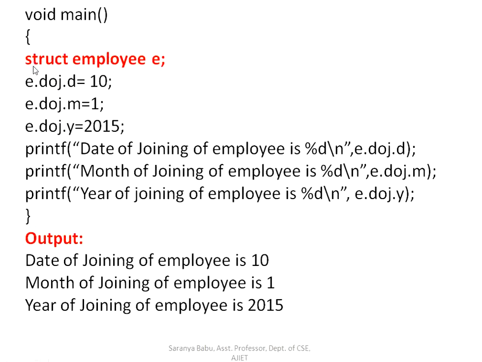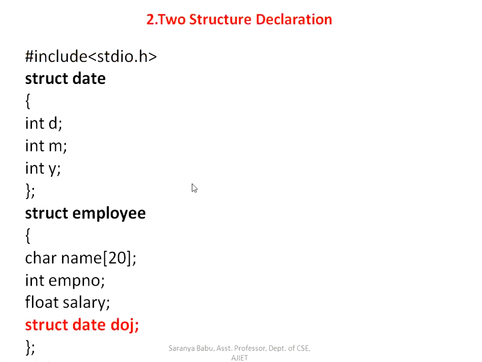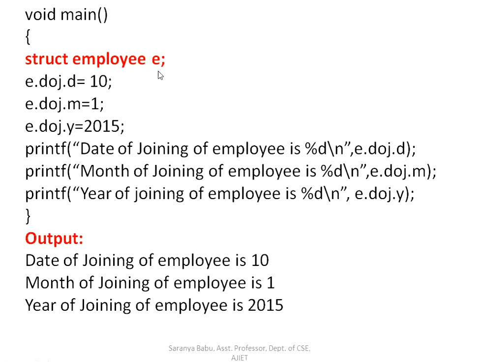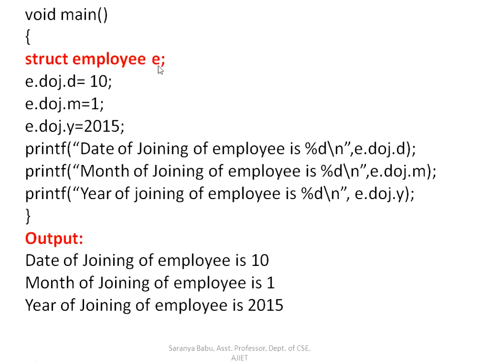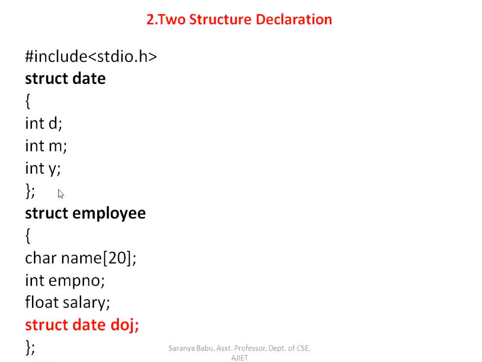So in the main function, the main structure that I am using is struct employee. I have declared a variable for it, struct employee E. Now suppose if I want to know the joining date of that employee, how will I do? E dot, what is the main class? Employee. Employee variable is E. E dot, what is the date structure's variable? DOJ. So E dot DOJ dot D. Okay. First is the employee's variable E, the date structure's variable is DOJ. So E dot DOJ dot then its members.